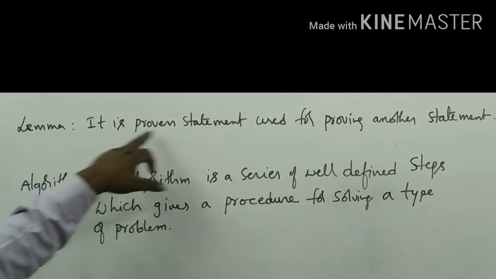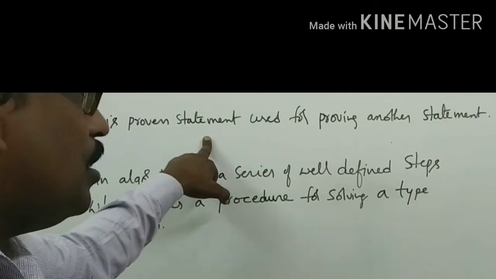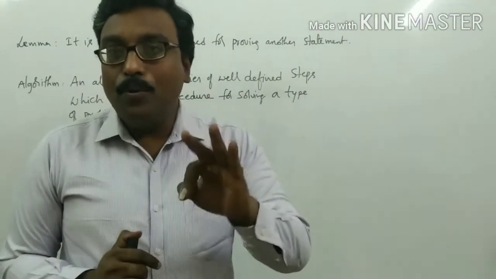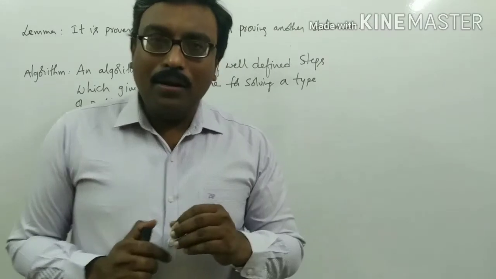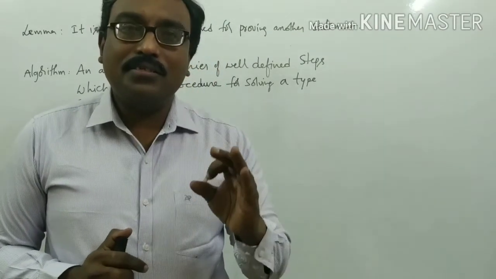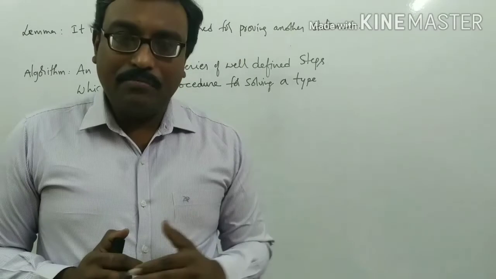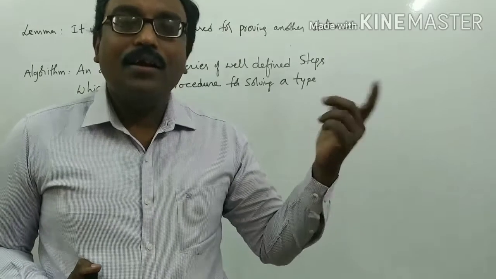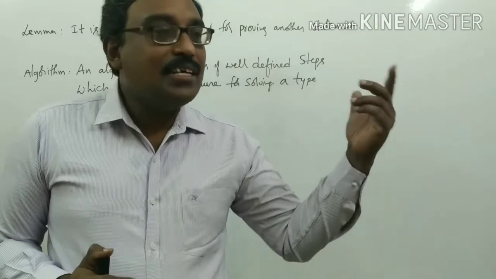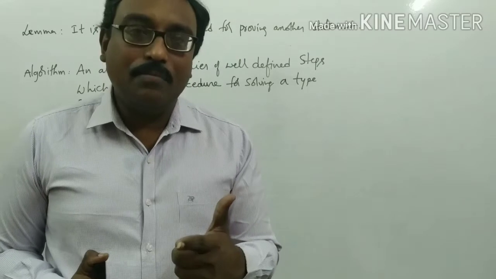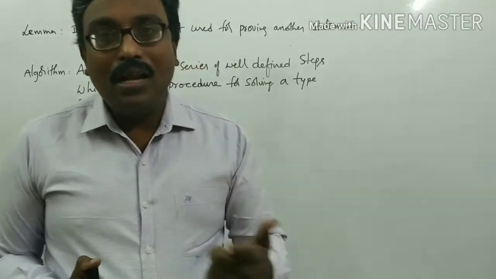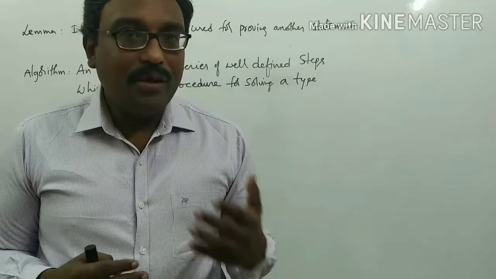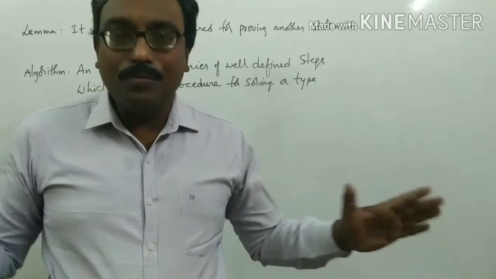A lemma is a proven statement used for proving other statements. One example: suppose the sun rises in the east. It's a proven statement. So the opposite direction of the east is west. To prove that it is west, you need one proven statement. Then that is called a lemma. That lemma need not have any proofs.